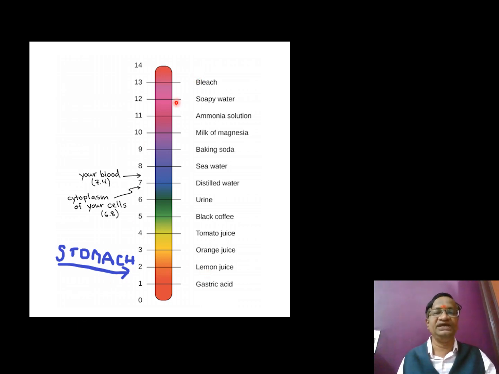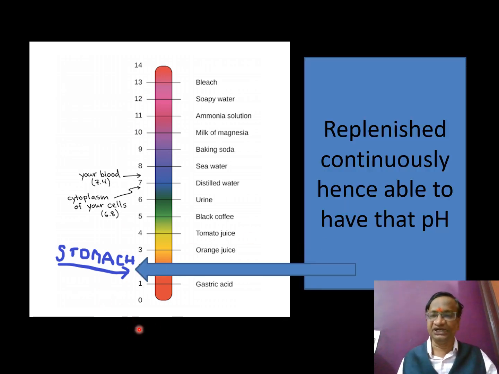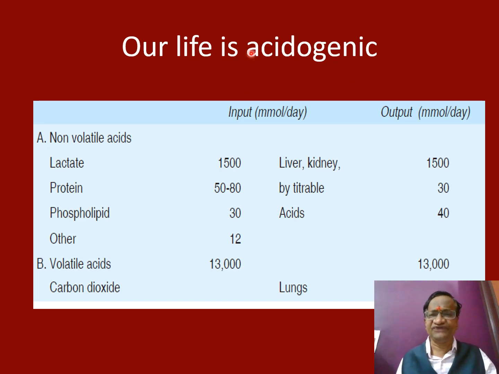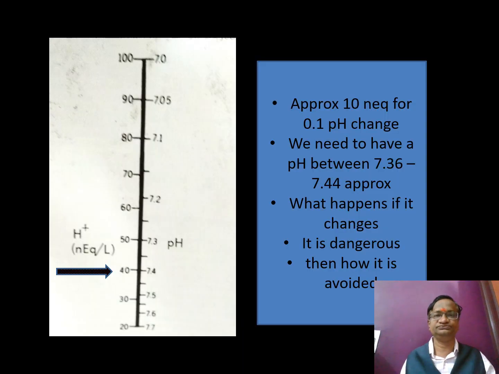Now you see this is the range from alkali to acid, replenished continuously. Our life is acidogenic. It constantly produces non-volatile and volatile acids. Volatile means that it becomes gas that can be excreted through the lungs, so carbonic acid as carbon dioxide through the lungs. These are all non-volatile acids. They need kidneys to excrete. These are non-volatile; they cannot get converted into carbon dioxide to get excreted through the lungs. Lactate has to be excreted through the kidneys.